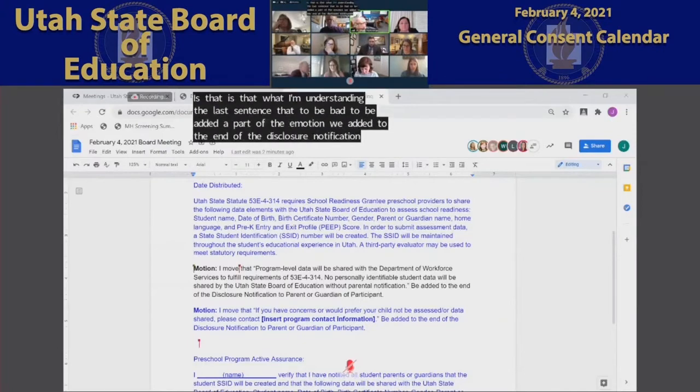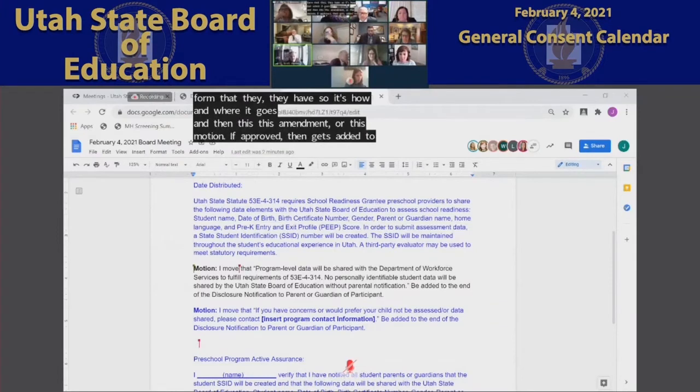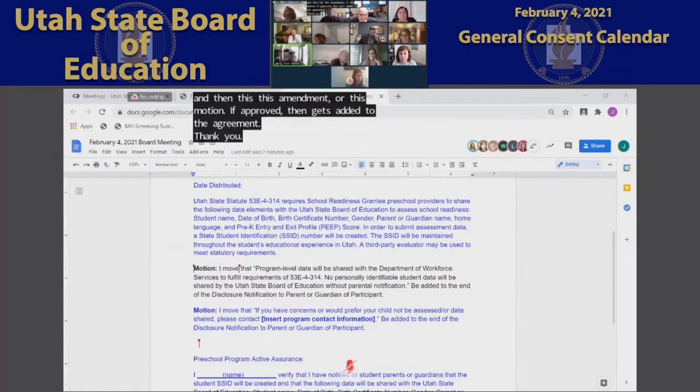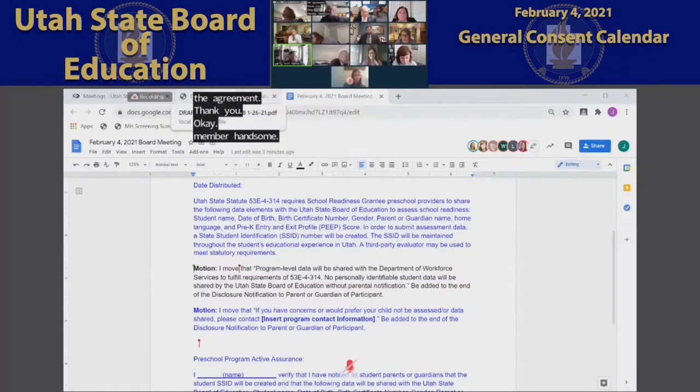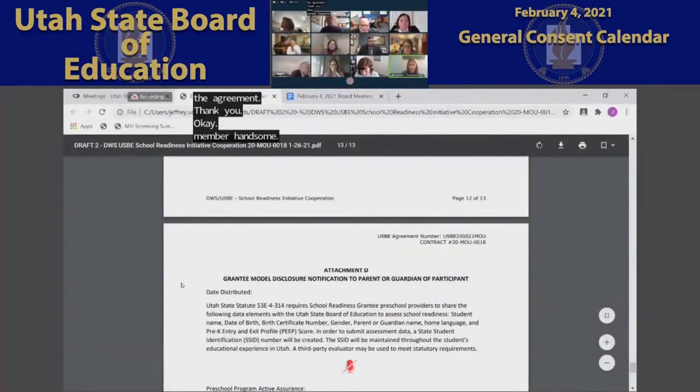Member Hanson. I think I was thinking along the lines of Board Member Hymas. I just wondered, in the documents that we have, do we have that disclosure so that we can see where this gets tacked in? I'm looking through the documents and I'm not seeing what the parents sign. I just wondered if we have that available and we can just see where this would go. Okay. Jennifer Thompson, can you respond? Yes, thank you, Board Chair.